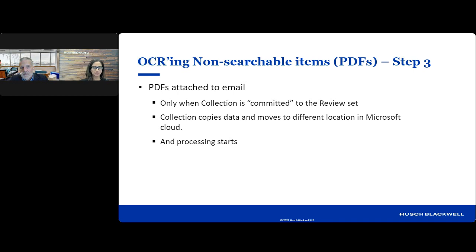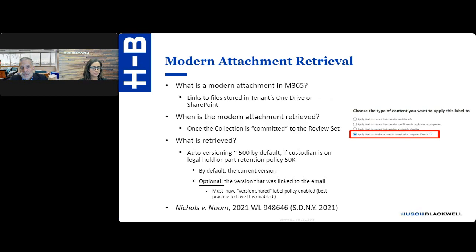The next thing I wanted to talk about is modern attachments retrieval. Modern attachments is kind of a newfangled word. A modern attachment is basically a link. It's when people share links. They could be doing it in Teams, they could be doing it in email.